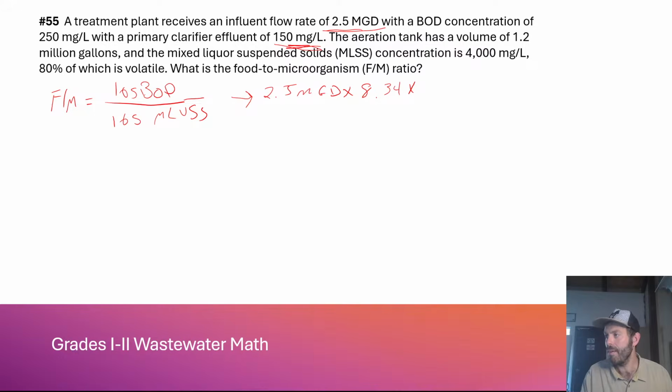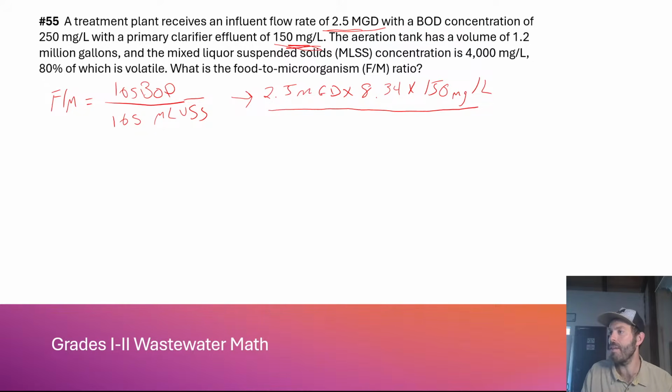Remember that. They might do that to you. They probably won't on the 2, but they definitely do that stuff on the 3, 4, and 5. All right. Now we're going to divide that by the MLVSS. That is the pounds in aeration. I don't think you're going to run into this on your 1s and 2s. Definitely on the 3, 4, and 5, they're going to give you a secondary clarifier volume. You don't use the secondary clarifier with a food to microorganism ratio. It is only what's in aeration, okay?